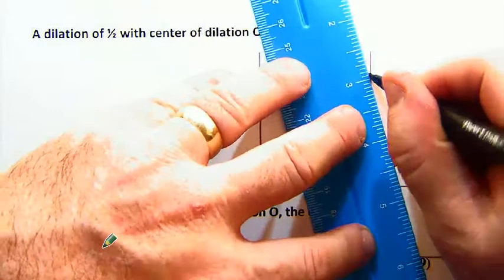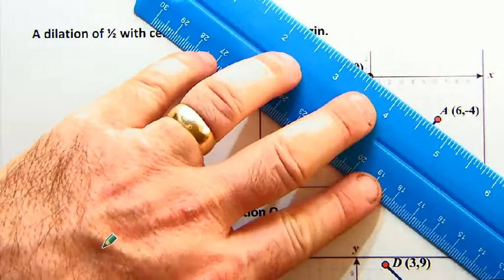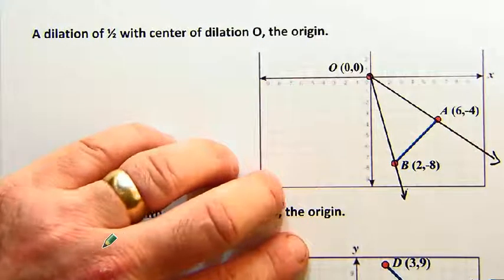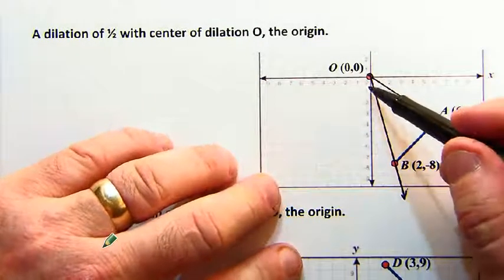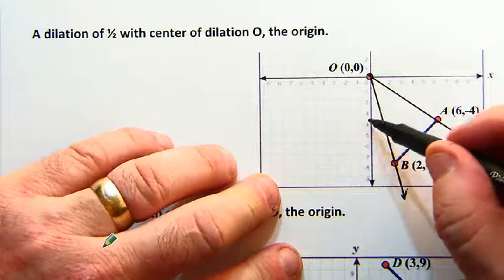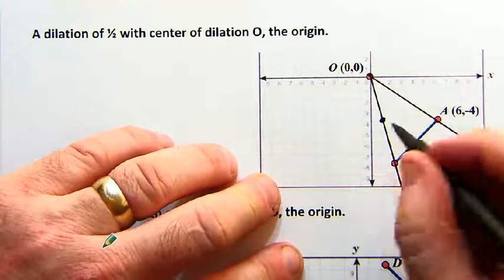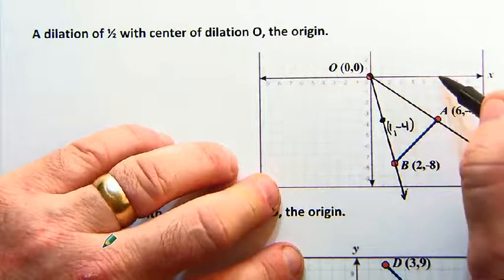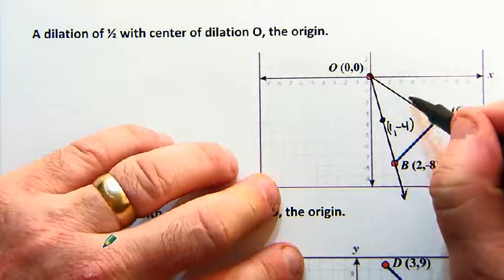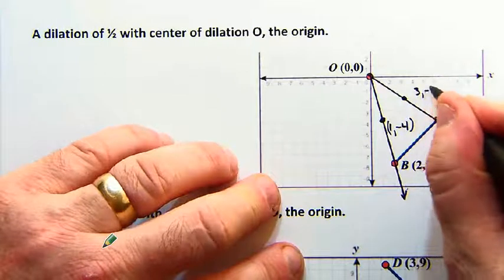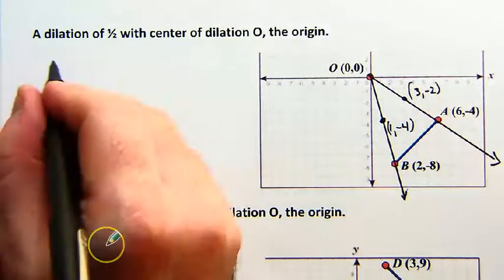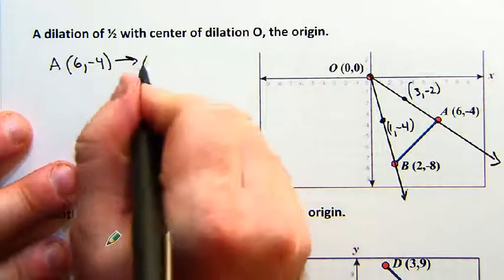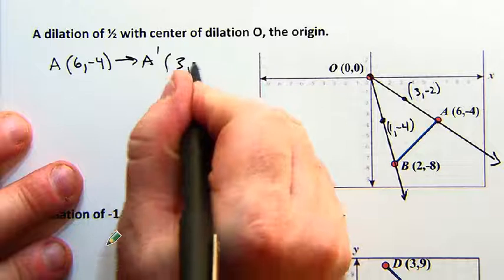And so again, I draw my ray, and I'm going to do half of that. Now, again, half of the slope, I go down 8 over 2, so half of that would be down 4 over 1, and this point is at 1 and -4. Half of the slope of 6 and 4 would be 3 and down 2. So this would be 3 and -2. So again, let's take a look at the pattern: A was at 6, -4. A prime ends up being at 3 and -2.